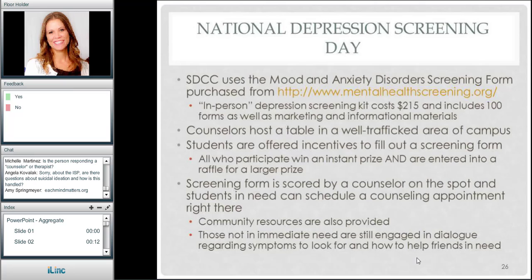And we usually use those forms not only for National Depression Screening Day, but we'll use it at our Suicide Prevention Awareness Fair, and we also have a big health fair in the spring. So we'll do it 3 or 4 times a year where we do this same kind of thing. And then, like I said, we have usually 100 or a little over 100 students who will fill it out and get their prize. So it's a great way to reach a lot of students.